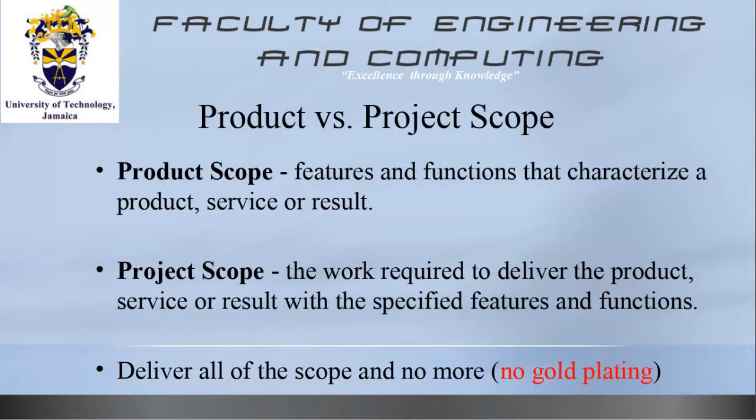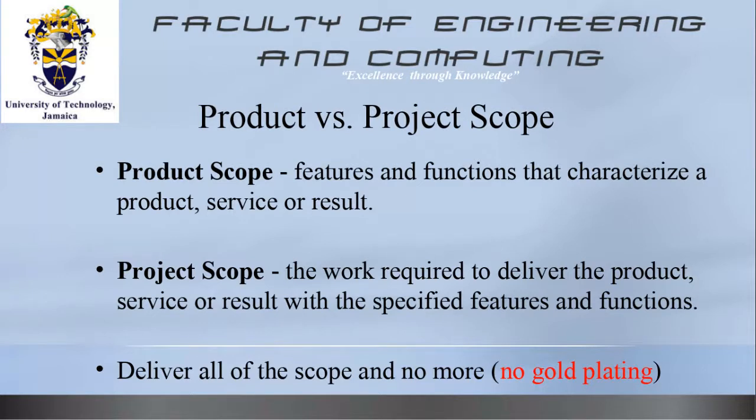And the first definition will be product scope. When we think of product scope, what is that? Basically, the product scope speaks to the features and functions that characterize a product, service, or a result. Then we can now look at the project scope. Project scope speaks to the work required to deliver the product, the service, or the result with the specified features and functions. So the product is the output. The project scope is that vast amount of activities or work required to deliver the product scope.